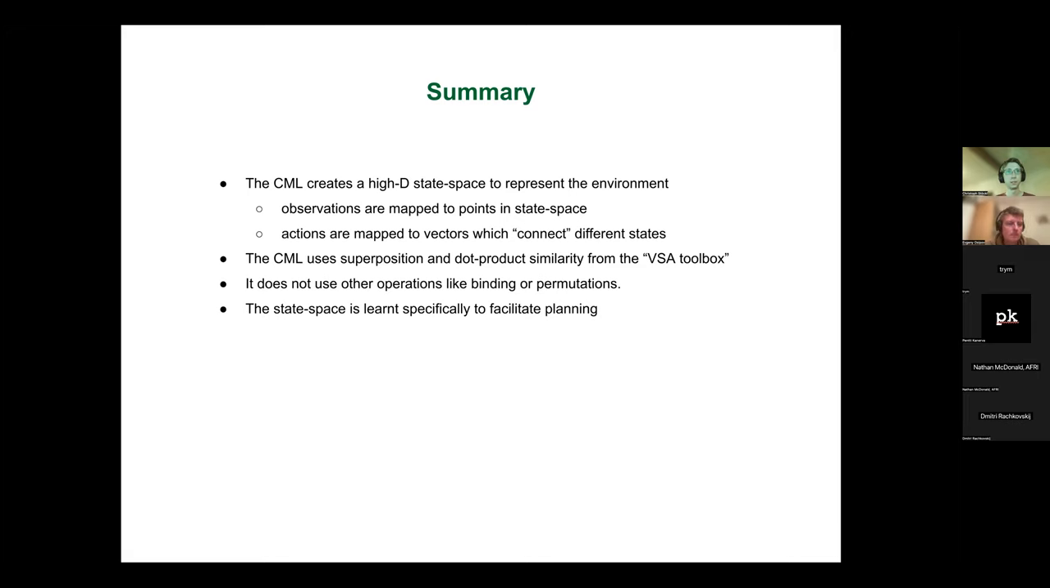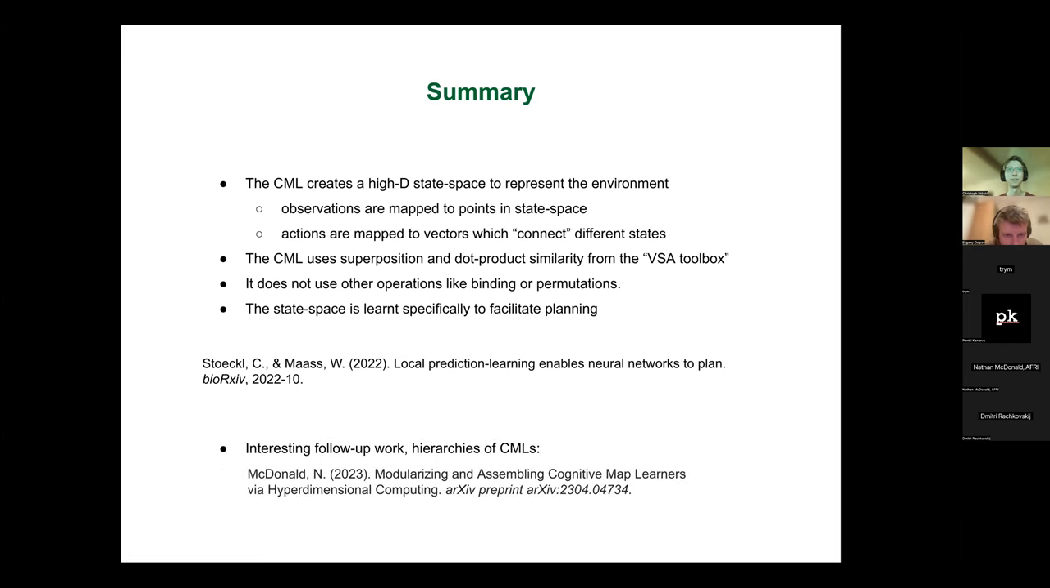And the learned state space really should facilitate planning. That's the main idea. So afterwards, the CML can really find arbitrary target observations. Here you can see the reference. And last but not least, let me mention that there is also some interesting follow-up work, if you're interested, about hierarchical CMLs by Nathan McDonald, who's actually here. It's very interesting for this community, I think, because it also makes use of a lot of hyperdimensional computing ideas. Okay. Thanks for your attention.